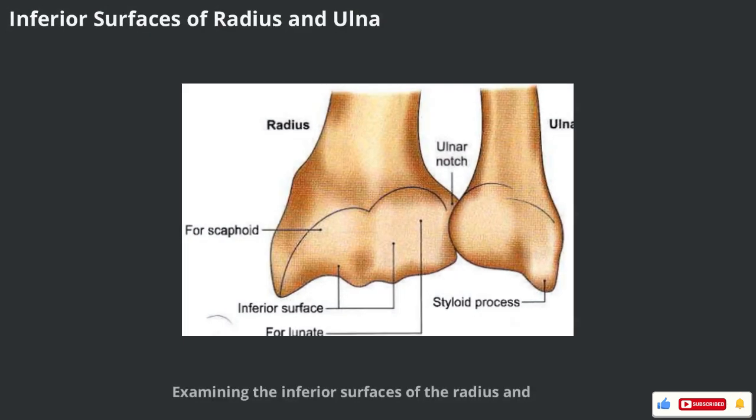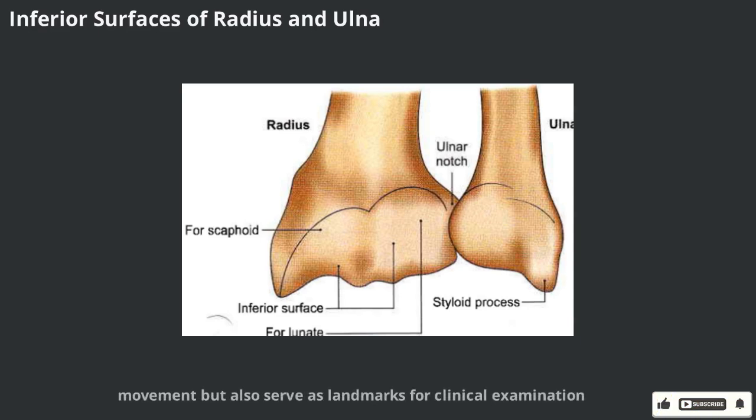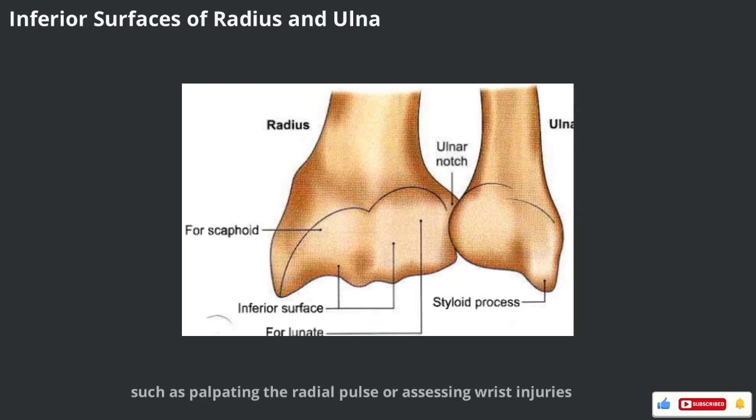Examining the inferior surfaces of the radius and ulna reveals their roles in forming the wrist joint. The radius features a triangular area for the scaphoid bone and a quadrangular area for the lunate bone, both crucial for wrist articulation. The ulna, meanwhile, ends in a rounded head and a pointed styloid process. These surfaces are not only important for joint movement but also serve as landmarks for clinical examination, such as palpating the radial pulse or assessing wrist injuries. The close relationship between these bones and the carpal bones sets the foundation for hand mobility.